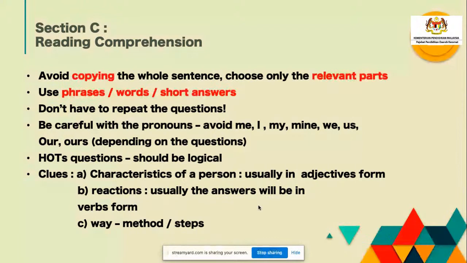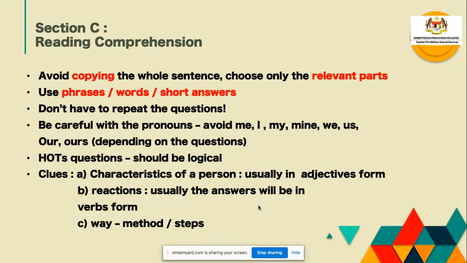Again, depending on the question, most of the time you have to change the pronoun. If you know the writer's name, then you write the writer's name. Ali is the person. Ali is something. If you know it's a male, then you can write he is the one who stands beside Ahmad. So something like that. Just be careful with this. Again depending on the questions, but most of the time, you don't need to use these pronouns: me, my, mine, I, we, us, our. You don't need that in your comprehension. You need to change the pronouns.